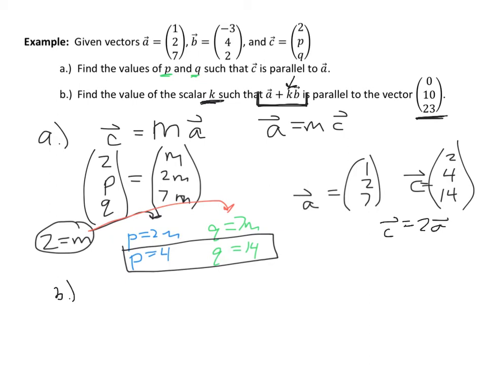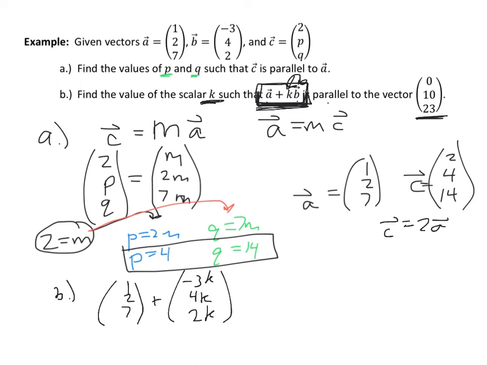Now, sometimes students get bogged down when they see a plus kb is parallel to, and they go, wait, do you mean a or do you mean b? What has to be parallel? Remember, when I take a and add it to kb, that is a vector. So I want you to show that that thing's parallel to the other vector. So first I'm going to write down this expression. A is 1, 2, 7 plus kb. I'm going to distribute the k into this b vector. So this is going to be negative 3k, and then the y component will be 4k, and the z component will be 2k.